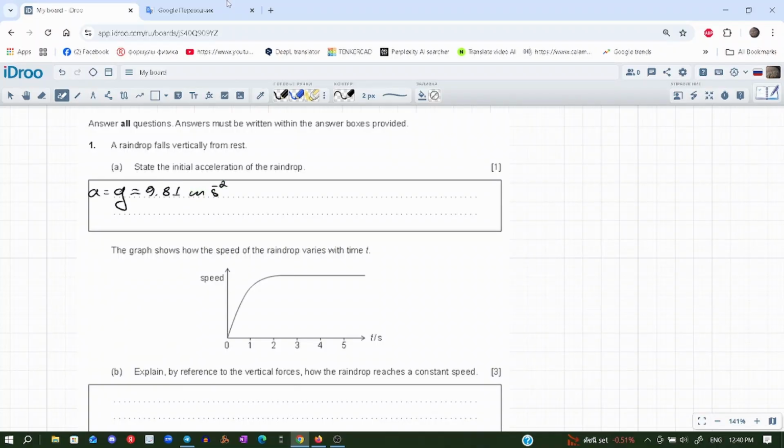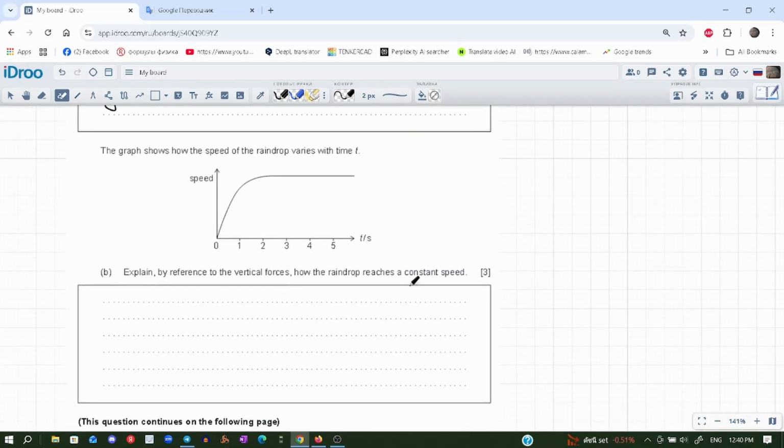The graph shows how the speed of the raindrop varies with time t. Explain by reference to the vertical forces how the raindrop reaches a constant speed. So we know that the force of gravity acts on it, mg, or you can call it just weight, right? And the drag force. The drag force is directly proportional to speed squared. And when we have enough speed, this force is equal to mg.